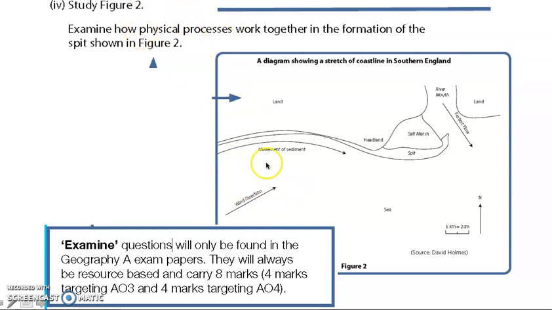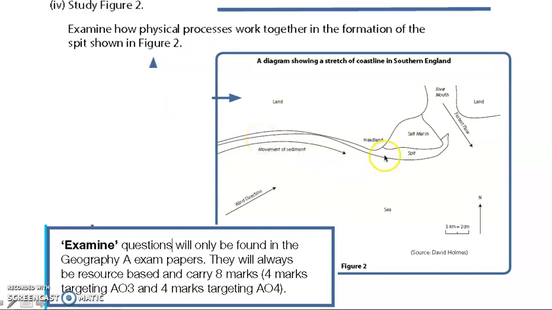You know, we've got wind direction, movement of sediment. What's the geographical term for that? How does the spit form here? You've got all this information to help you. So for the 4 marks, what are you looking at? Well, you're looking at maybe talking about transportation and longshore drift.